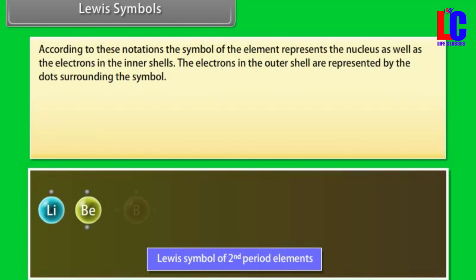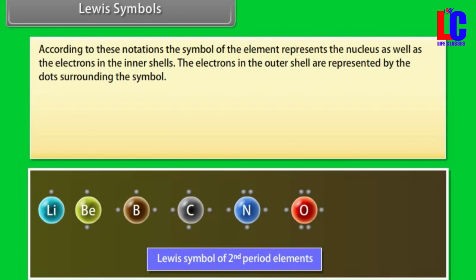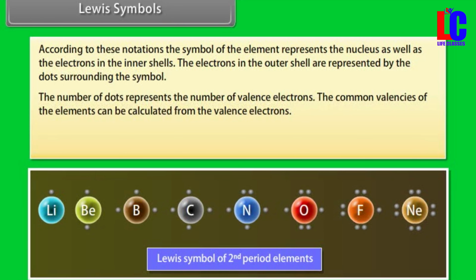Lewis symbols. According to these notations, the symbol of the element represents the nucleus as well as the electrons in the inner shells. The electrons in the outer shell are represented by dots surrounding the symbol. The number of dots represents the number of valence electrons. The common valencies of the element can be calculated from the valence electrons.